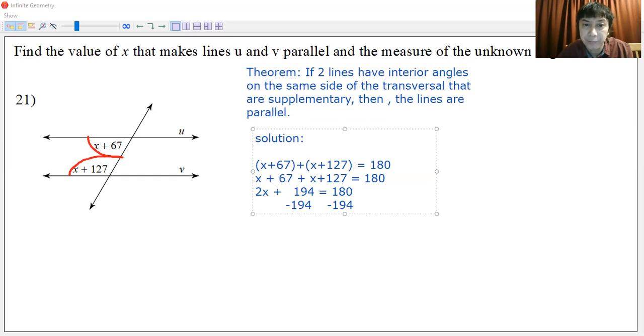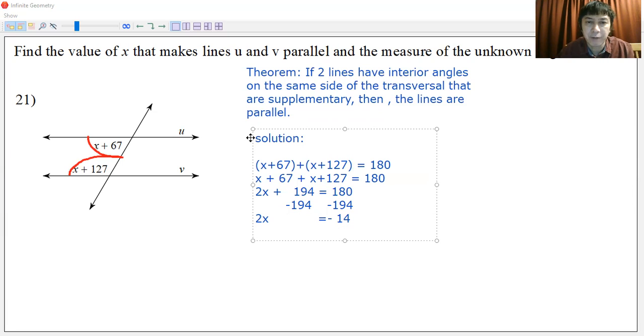And the left side becomes just 2x. The right side will be 180 minus 194. 194 is larger, that's the subtrahend. Our answer there will be negative, and that must be 14, a negative 14 there. All right, and so we continue by division.